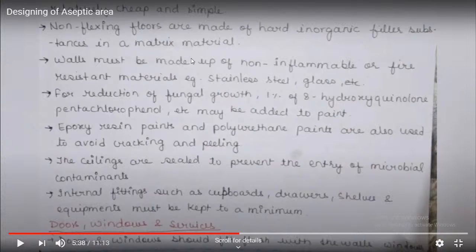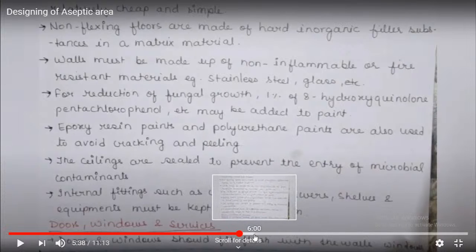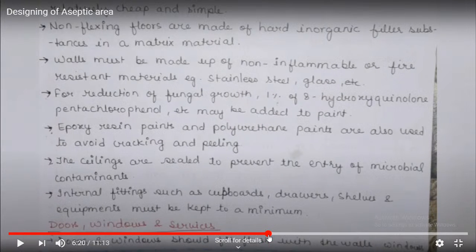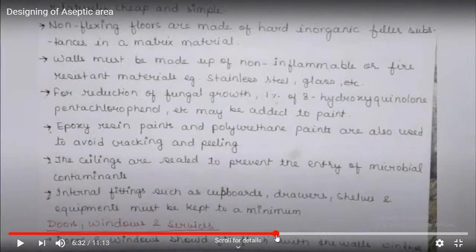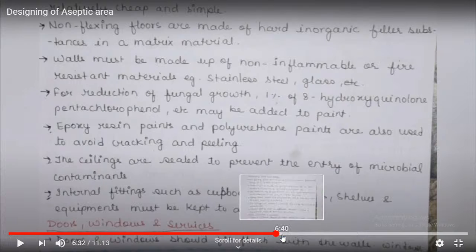Epoxy resin paints and polyurethane paints are also used to avoid cracking, and the surfaces are sealed to prevent the entry of microbial contamination. Next, internal fittings such as cupboards, drawers, shelves and equipment must be kept to a minimum. So these are the criteria for the floor, walls and ceiling of the aseptic area.